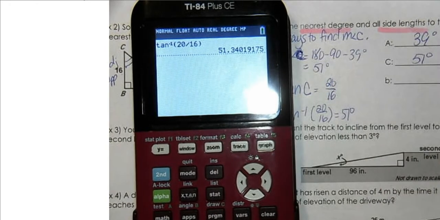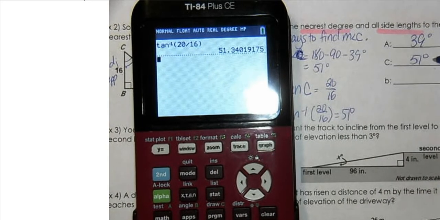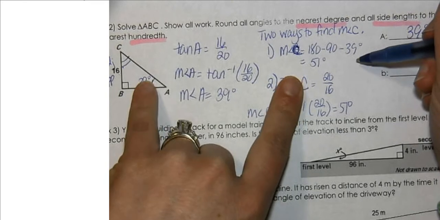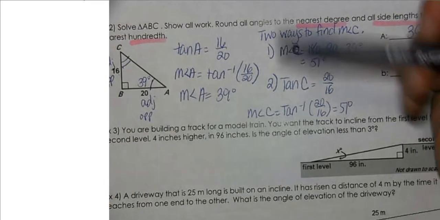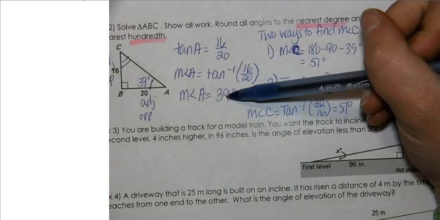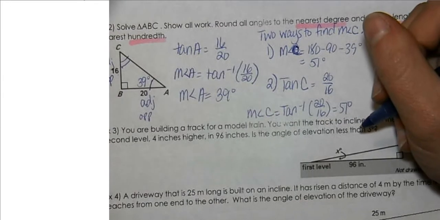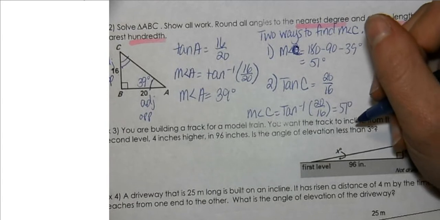Both approaches would end up getting you 51 degrees. Now, here's a truth. One requires you to use information that was obtained. And if you had made an error back here at 39 degrees, that means that anything that came after it where you used that 39 degrees would also be considered an error.